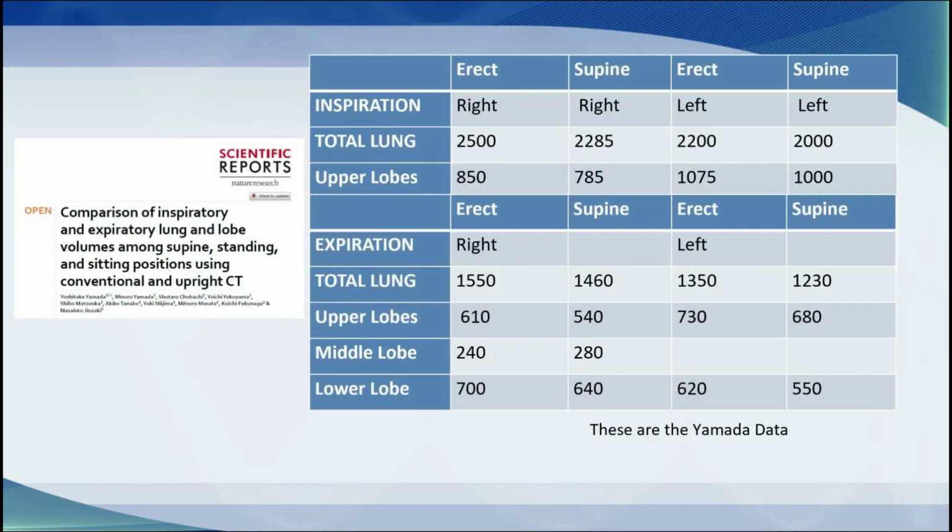The following are data from an excellent study of Japanese volunteers whose lung volumes were measured by computed tomography, that's CT, and they had CTs in the erect and supine and sitting positions. And this was achieved by having specific CT scanners that could actually scan the chest, whether the patient was standing or lying down or sitting, and they asked the patients to take a deep breath in, scan them, and then to exhale, and then they scan them again.